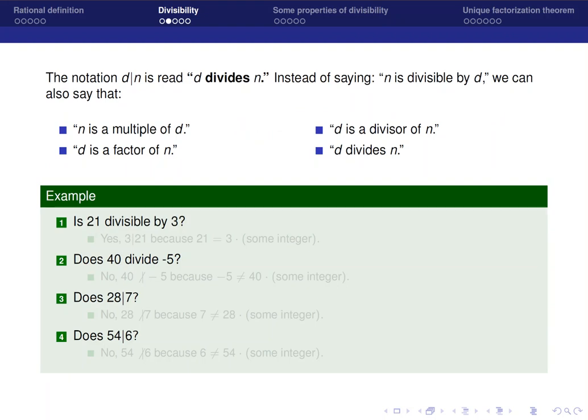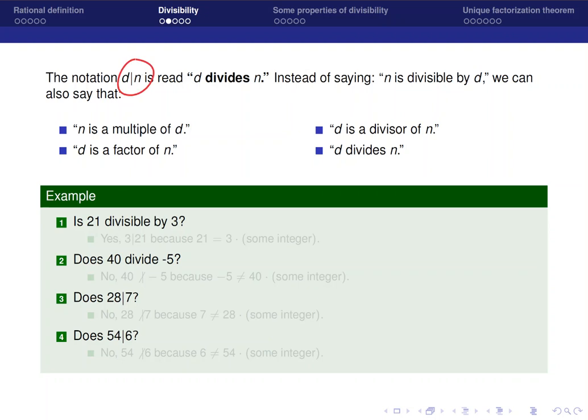There are other ways of saying divisible. We don't have to always use that word. So instead of saying d divides n, we can say n is a multiple of d, or d is a factor of n. Also, we can say d is a divisor of n, or d divides n. So there's multiple ways of talking about the notation d slash n.